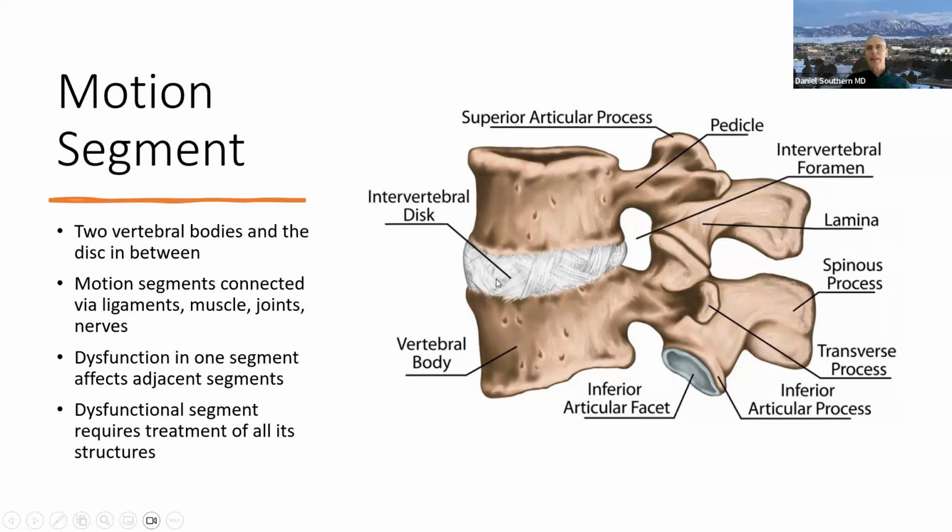Dysfunction in one of these segments will cause dysfunction in adjacent segments above and below. So it's very important to treat the dysfunctional segment. And when you do that, you've got to treat all of its structures. You have to treat the bone, you have to treat the disc, you have to treat the joints, you have to treat the nerves, you have to treat the ligaments that are holding all of this motion segment together, which are not shown here, by the way.